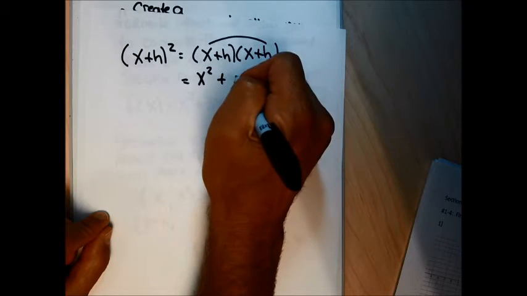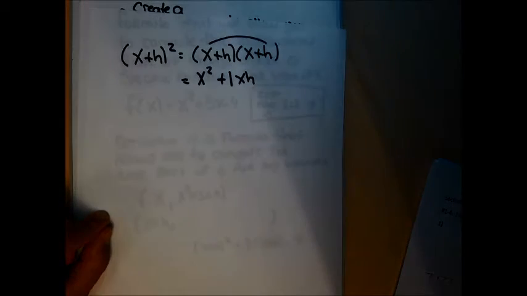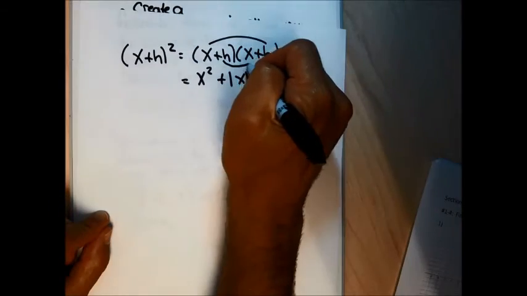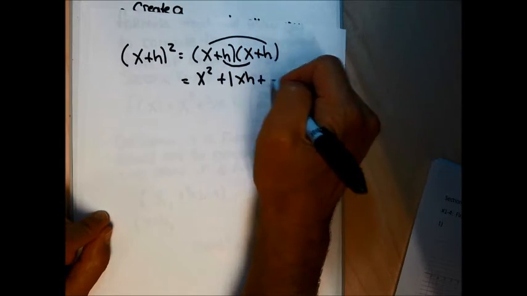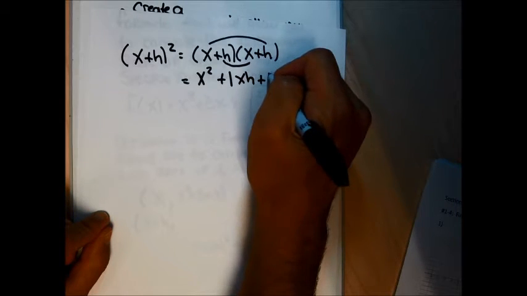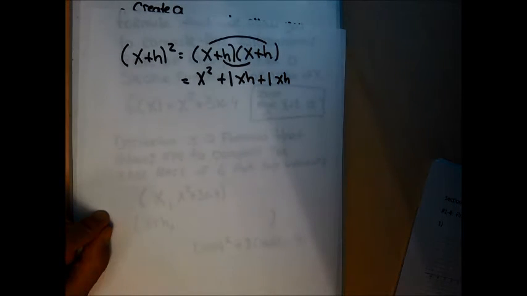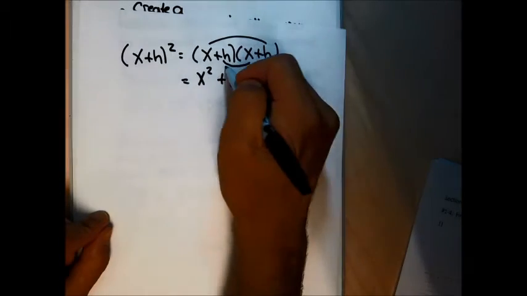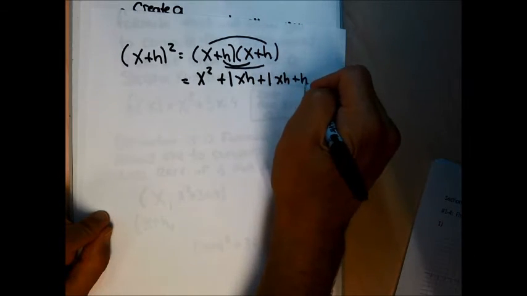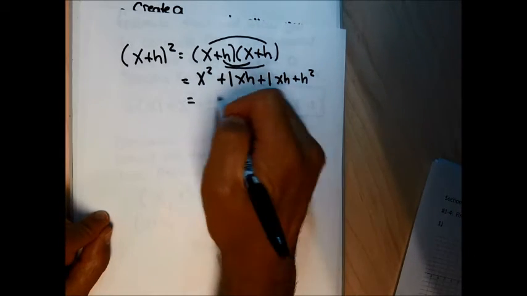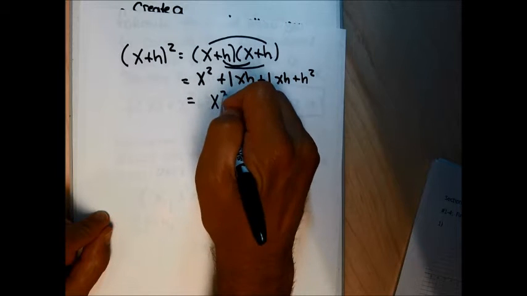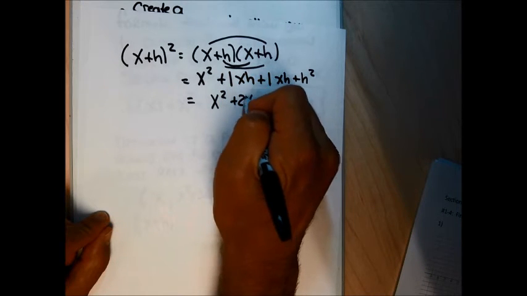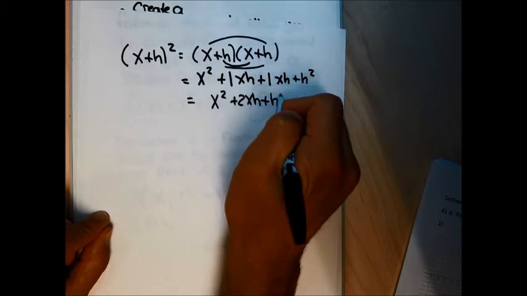And I'm going to put a 1 in front of that because it's probably going to help here in a second. Inners are h times x. That's another plus xh. I'm going to put a 1 in front of that because there is an implied 1 in front of that. And the last are h times h, which is plus h squared. So if I combine the inners and outers, I get x squared plus 2xh plus h squared.